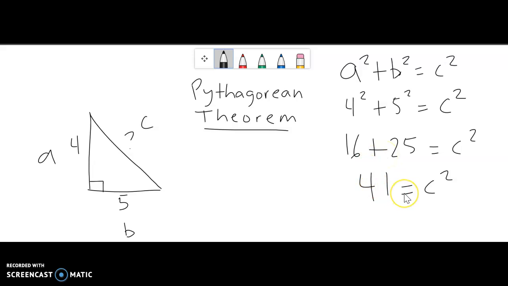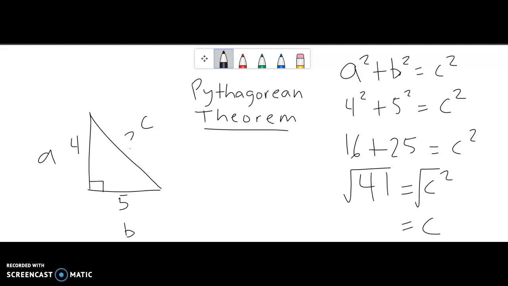And then now what do you do? The last step of finding out what this missing letter actually is, what number this actually is, you're going to do the square root of both sides. Because you had a squared there, and we want to get this all by itself, you're going to do the opposite of squaring a number. You're going to square root it. So we're going to take the square root of both sides.